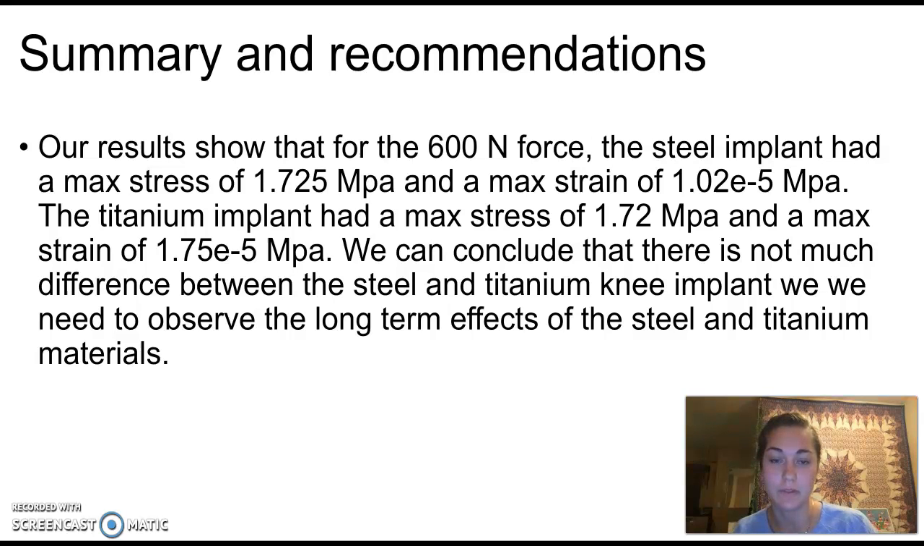So our results show that for the 600 Newton force, the steel implant had a maximum stress of about 1.725 megapascals and the maximum strain of 1.02 times 10 to the negative 5 megapascals. The titanium implant had a maximum stress of 1.72 megapascals and a maximum strain of 1.75 times 10 to the negative 5 megapascals. So from this conclusion, we don't really see much of a difference between the steel and titanium knee implant from immediate strain and stress contours. So we would need to be able to observe the long-term effects of the steel and titanium materials and look at the displacement as well.